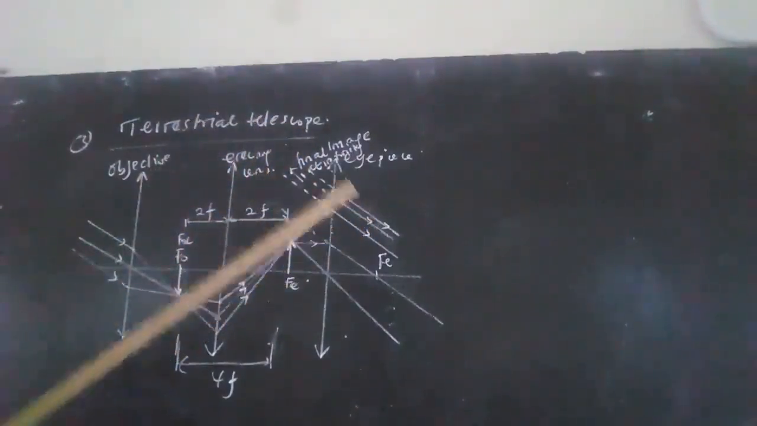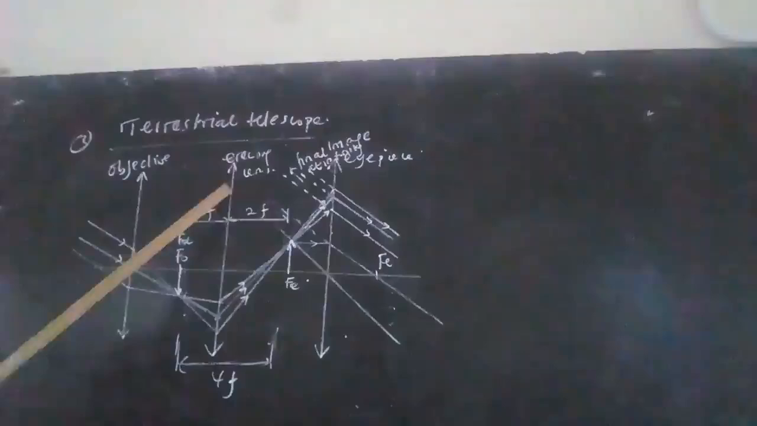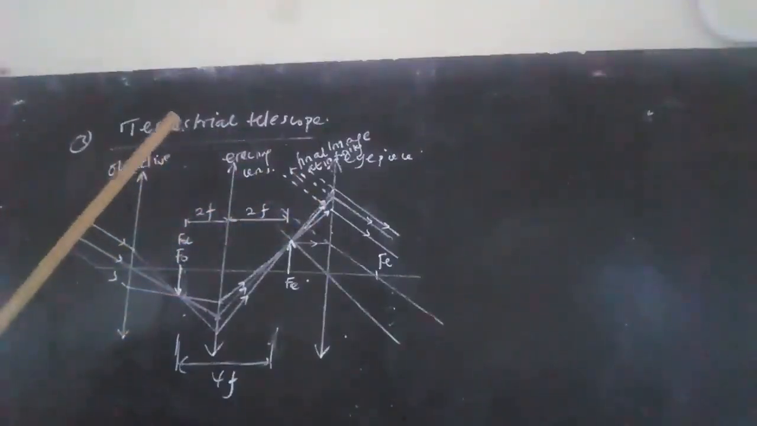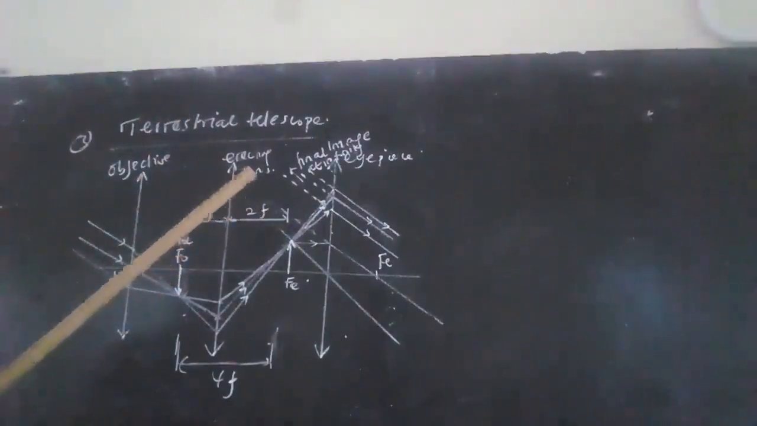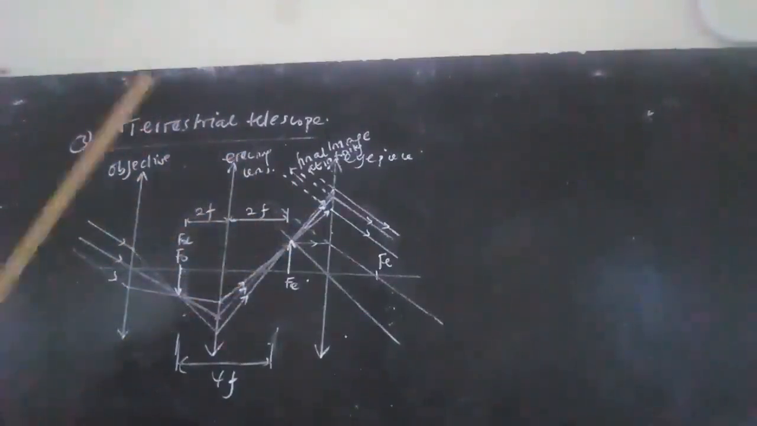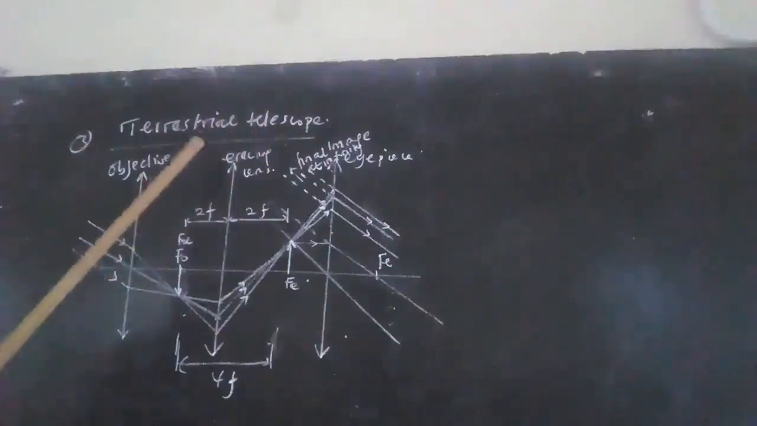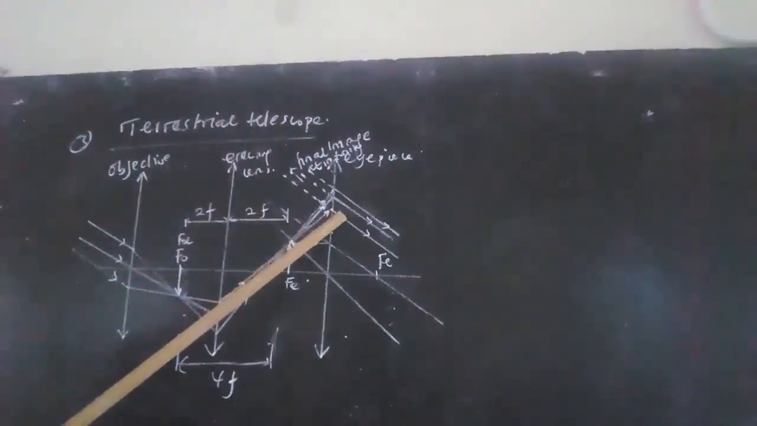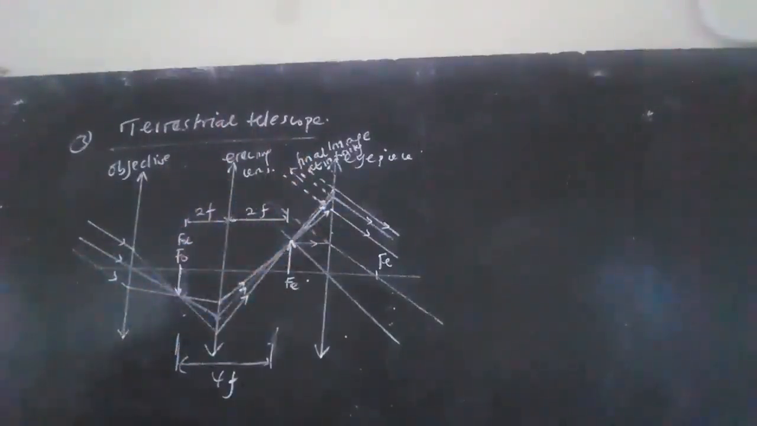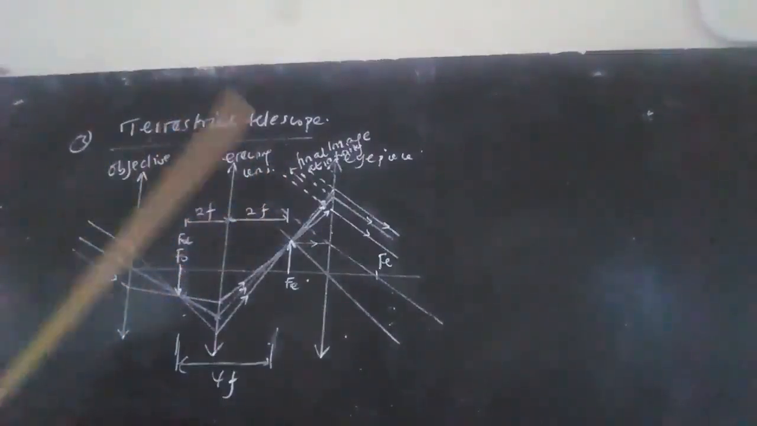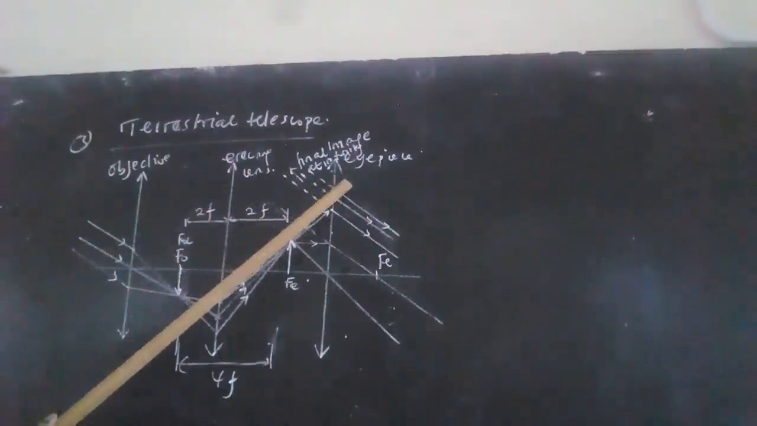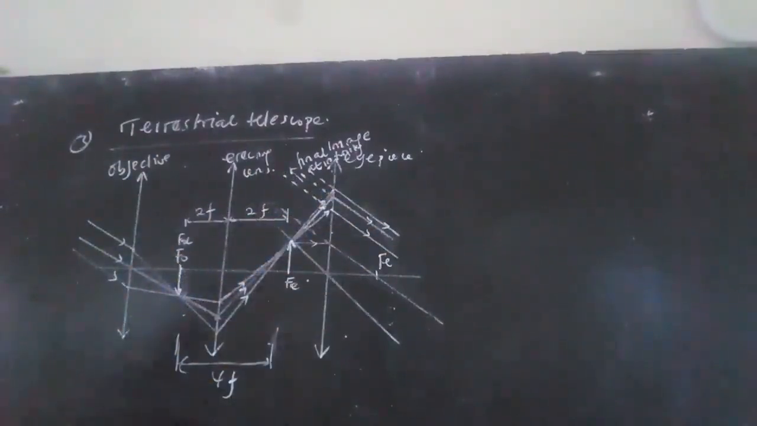Number 2, since there is a lot of refraction here, it reduces the intensity of light emerging through the eyepiece. In other words, it reduces the clarity of the image. So that's what I have.